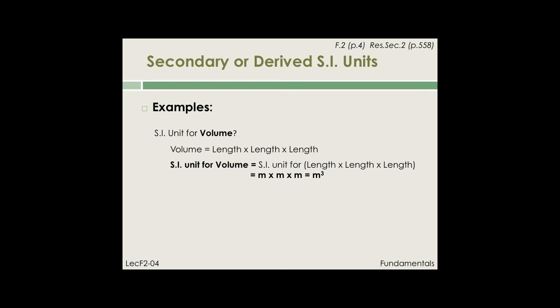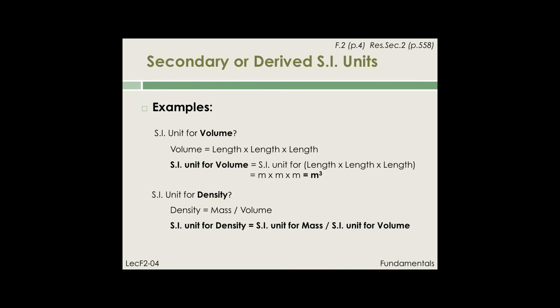As a next example, let us determine the SI unit of density. Density is expressed as the ratio of mass over volume. So the SI unit for density is the ratio of the SI unit for mass to the SI unit for volume, which is kilogram per cubic meter.